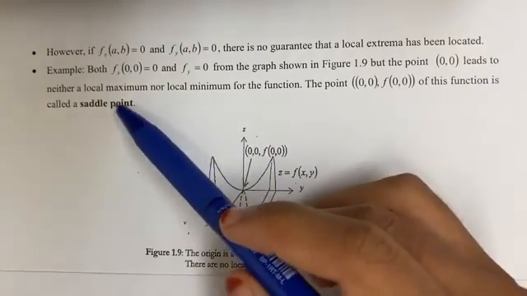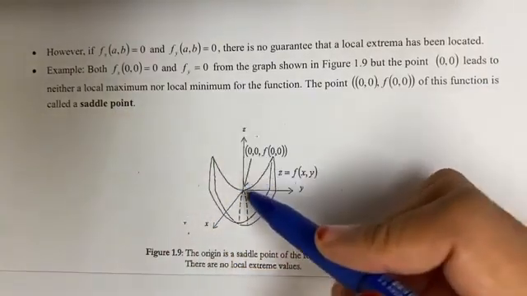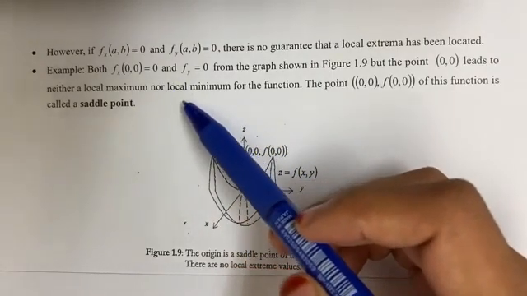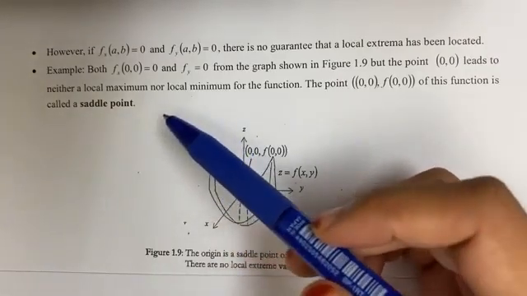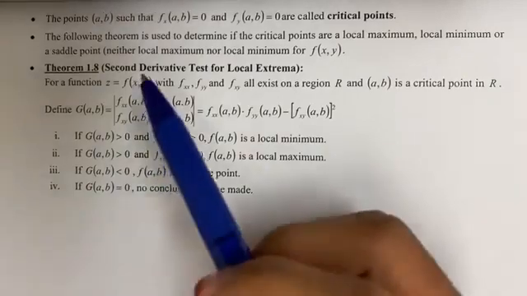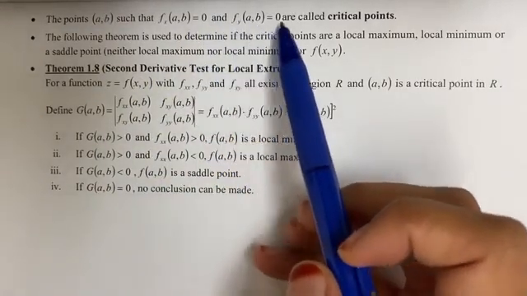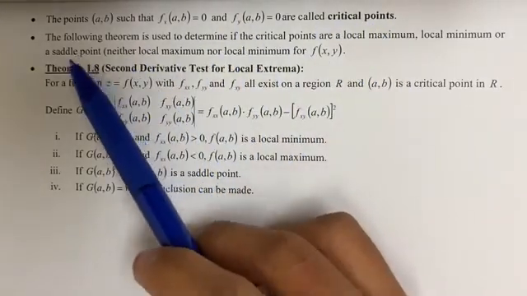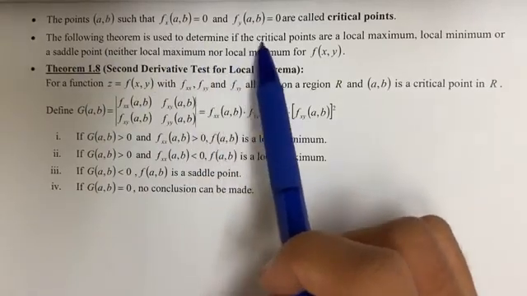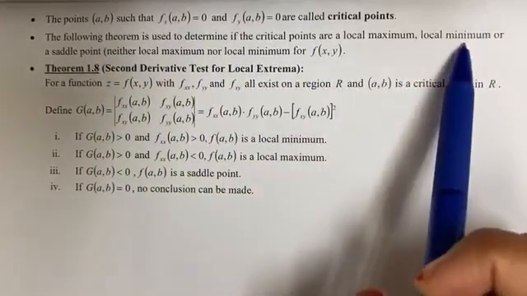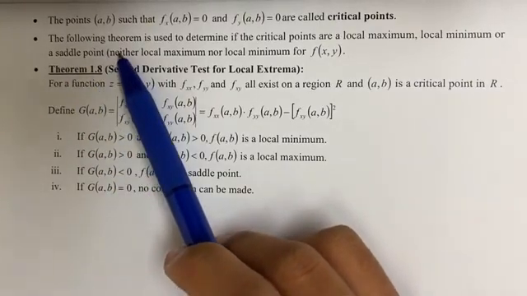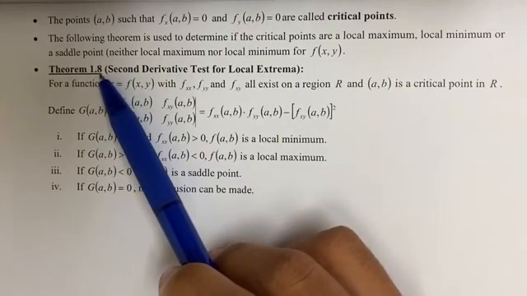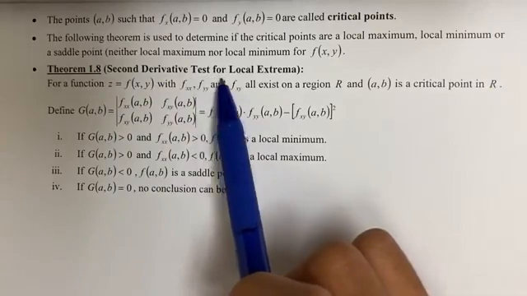What does it mean by saddle point? A saddle point is when the critical point is neither a local maximum nor a local minimum. Next, the points (a, b) such that fx(a,b) equals 0 and fy(a,b) equals 0 are called critical points, the point I mentioned before. The following theorem is used to determine if the critical points are local maximum, local minimum or a saddle point. That's why we cannot use the first derivative test. Instead, we use the second derivative test for local extrema.